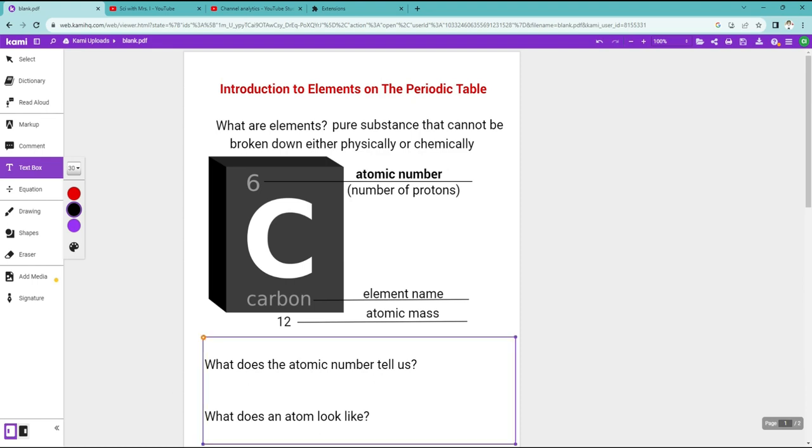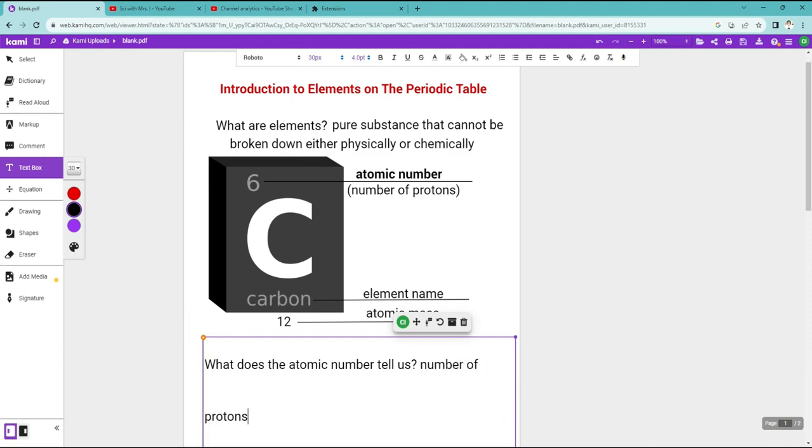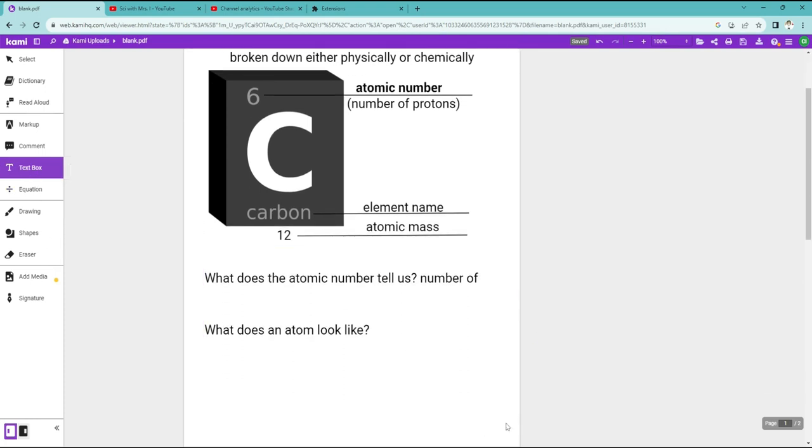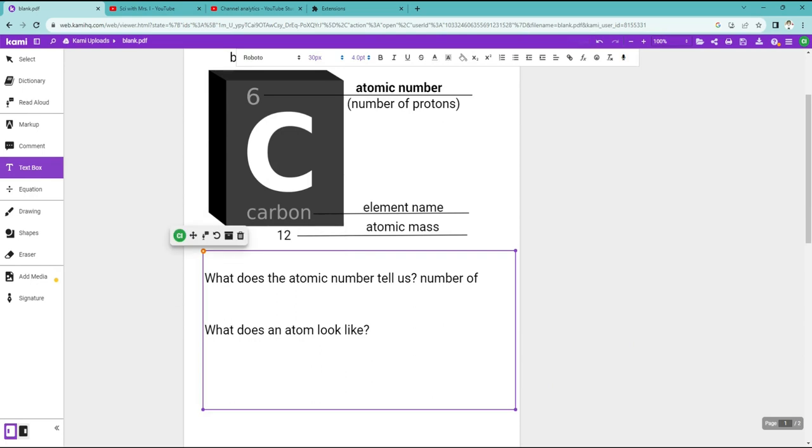So the atomic number is always going to tell us the number of protons, and it's also going to tell us the number of electrons if that atom is neutral.